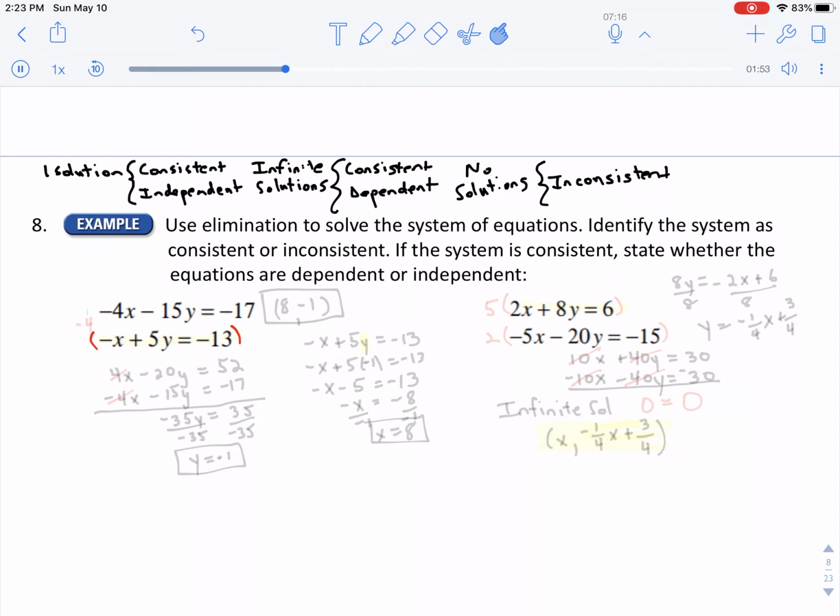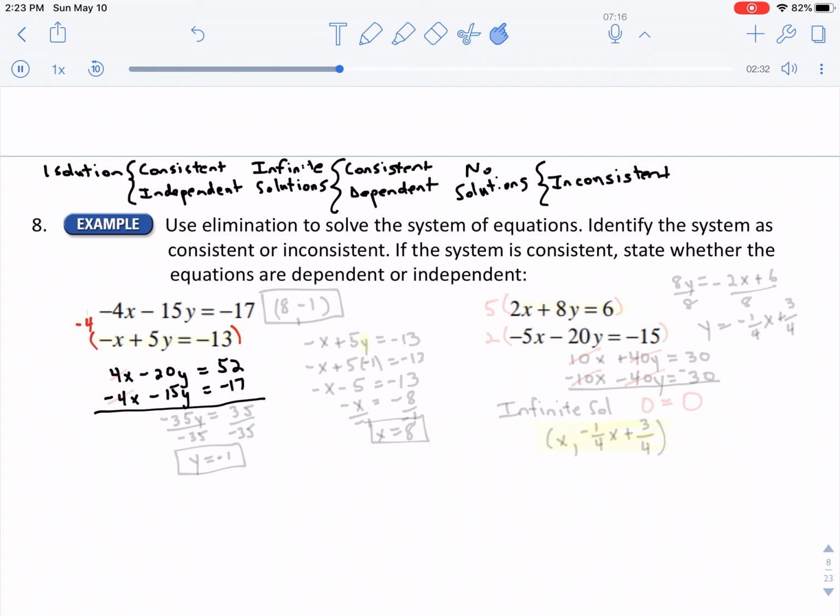-4. Now, why a -4? Because a -4 times a negative x makes it a positive 4x, and when I add it to a negative 4x, then the x is going to become a 0. So that's my goal, is to have the x become a 0. So I'm going to distribute that -4. So I get a positive 4x minus 20y equals a positive 52. Now I'm going to bring the top equation, which is a -4x minus 15y equals a -17 down, and I'm going to add them together.